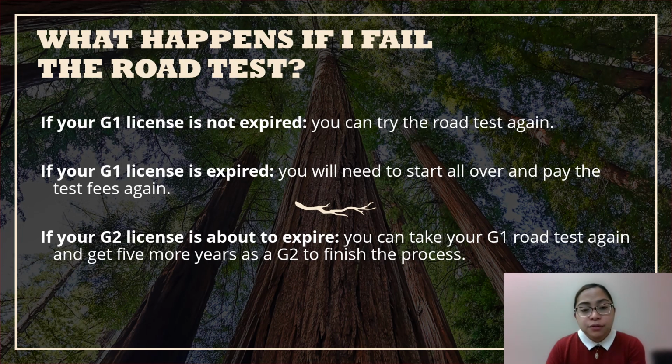So what happens if you fail the road test? If you're a G1 license holder and it's not yet expired, you can just try the road test again. But if your G1 is already expired, you have to start all over again and pay the test fees again. If you're a G2 license holder already and it is about to expire because you haven't taken your G test or you failed your G test, you can take your G1 road test again and get 5 more years as a G2 to finish the whole process again.